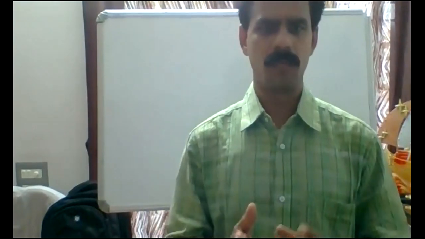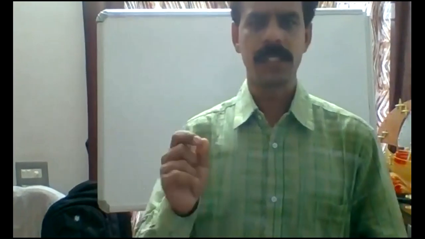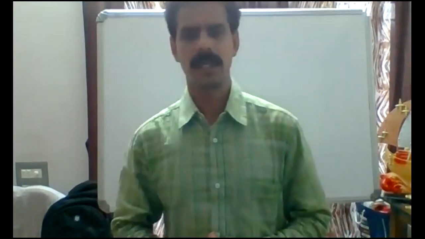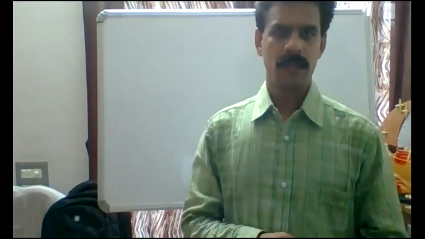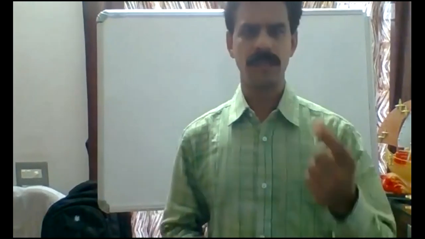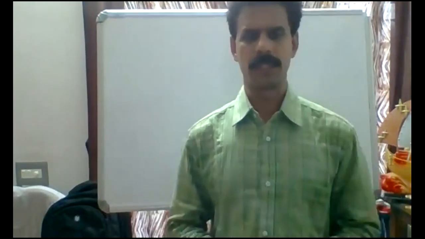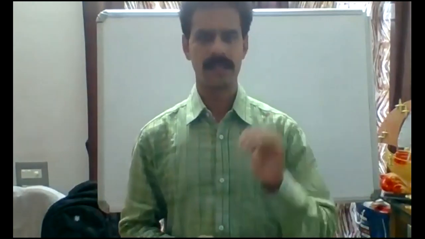The ing form is called the present participle: working, going, coming, eating, etc. This is called continuous tenses and a continuous form of the verb. In this session, I would like to show you how to make present continuous into passive.